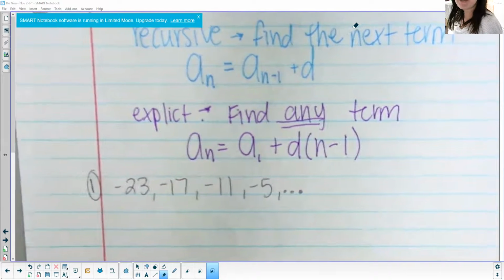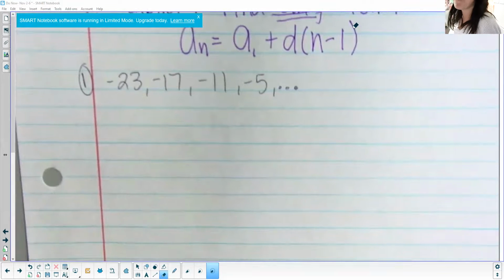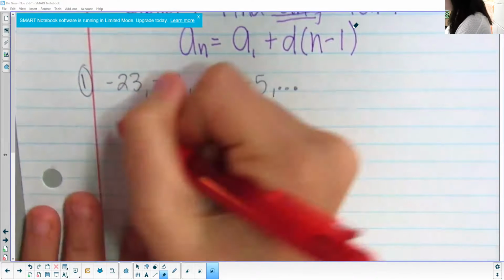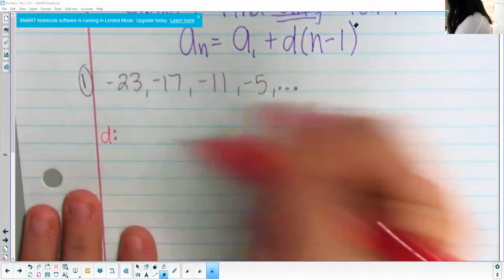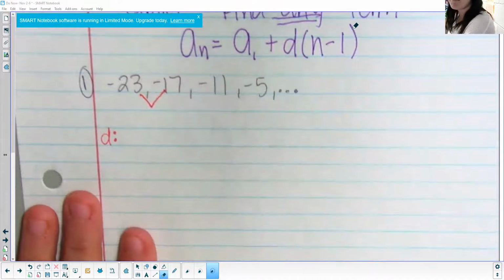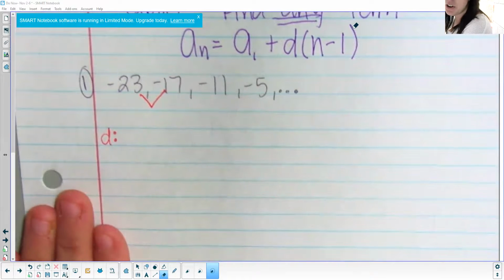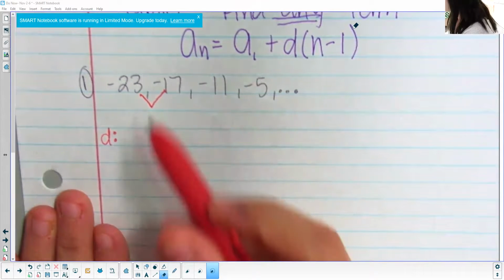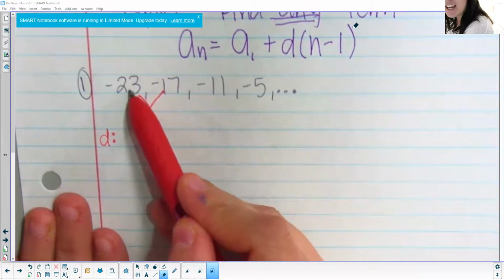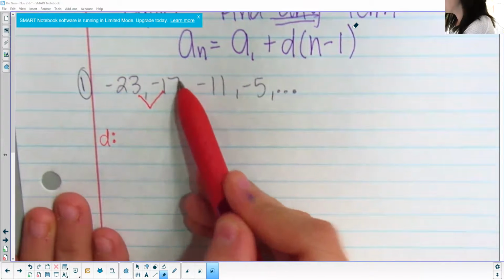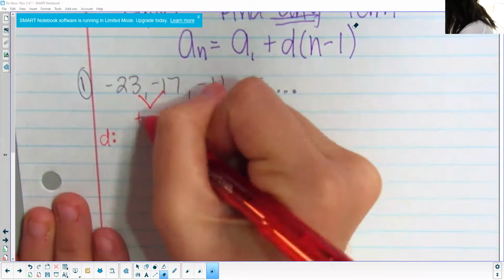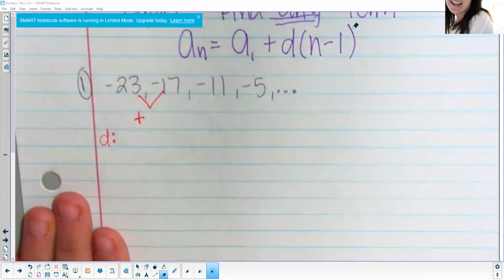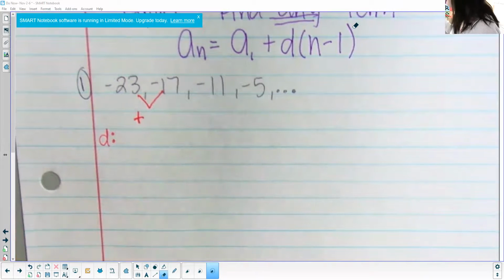So the very first thing that I would do here, you guys, is I would find the common difference, D. Here, I've got to think about if I'm increasing or if I'm decreasing. And here, I go from a small negative to a larger negative. So here, I am increasing, and I've got to think about how much I'm increasing by.